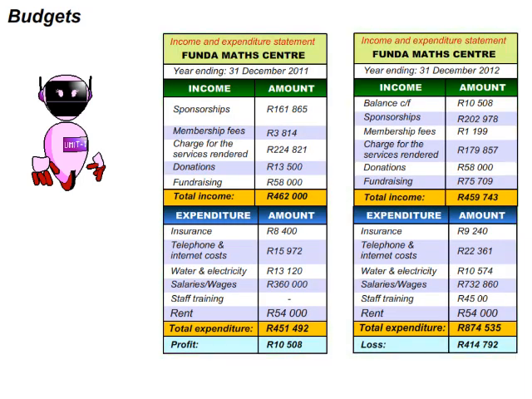Look at both income statements. This amount is called the balance carried forward. This is money brought or carried over from the previous year. It can be a profit or a loss.